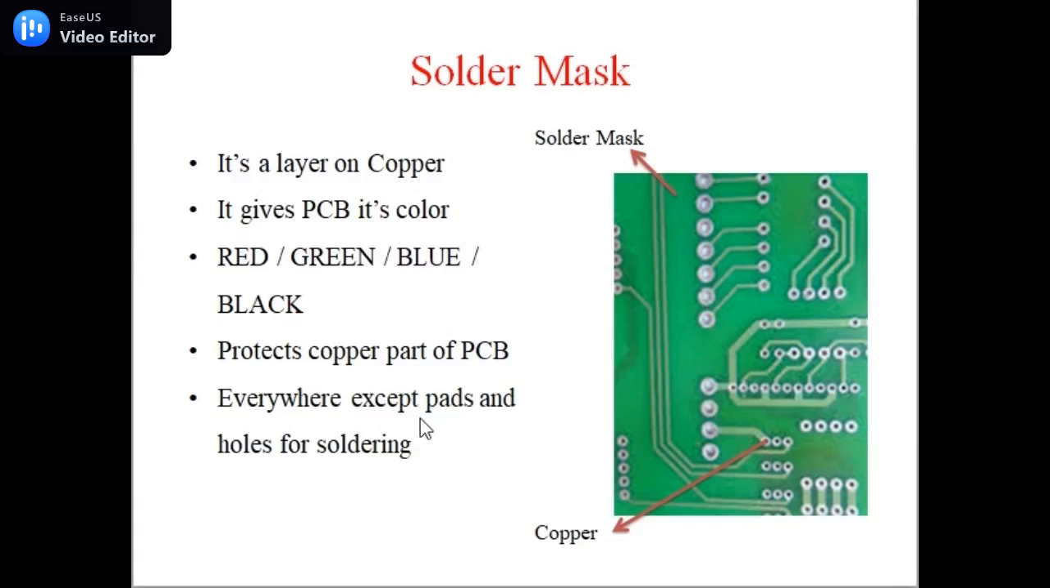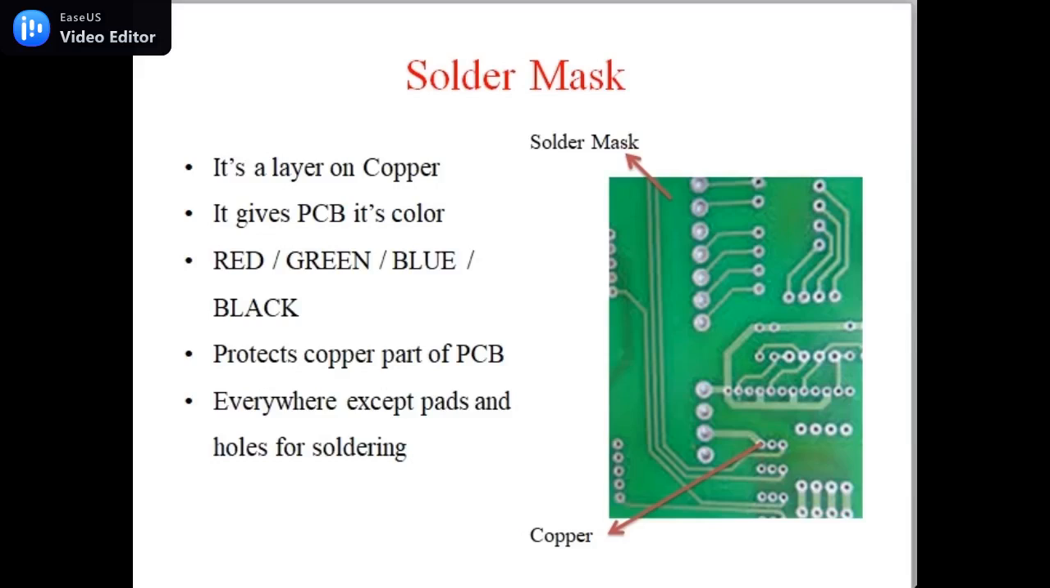So this solder mask is a layer of a material, usually a colored insulating material, which is applied onto the tracks. It gives the PCB its color. So on a copper track it looks like this, and on a bare board it completely looks green. On copper the color is a little bit light here, and on the bare board it looks dark. Red, green, blue as well as black solder mask colors are available. Depending upon the manufacturer, they may provide some additional colors also.